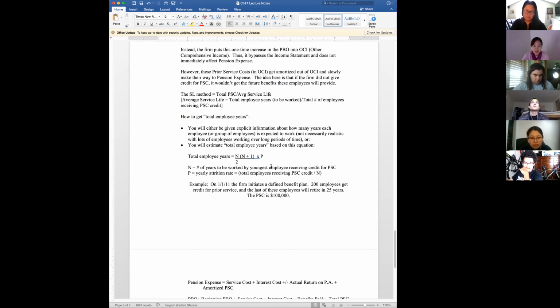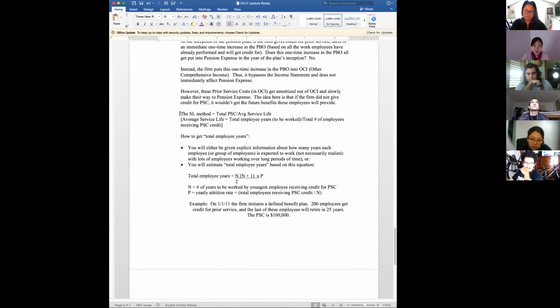In this part, here, I included the way we calculate the total employee years. However, since in our class we only look at a case where a company has just one employee, you can skip this part, but just know that when we amortize the prior service cost, we just take the total prior service cost and divide it by the average service life, the average remaining service life of this employee. So that will be it.